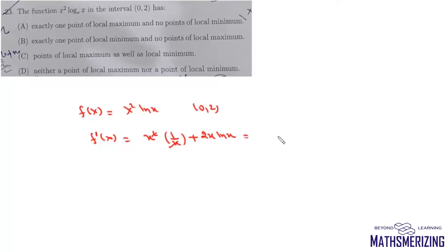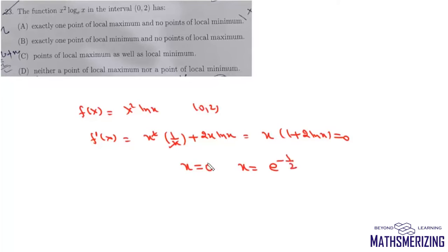Now the question is, this function x square into ln x in the interval 0 to 2 has. Now if this is f(x), which is x square log x between 0 to 2, we'll differentiate this to find its critical points. So we'll get derivative of x square log x as x square times 1 by x, and then plus 2x log x. Now x and x will cancel. So we'll get this as x into 1 plus 2 ln x equals 0. So from here we get either x as 0 or x as e to the power minus 1 by 2.